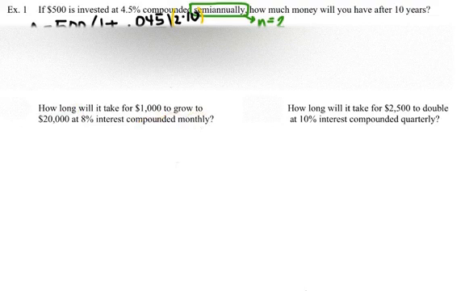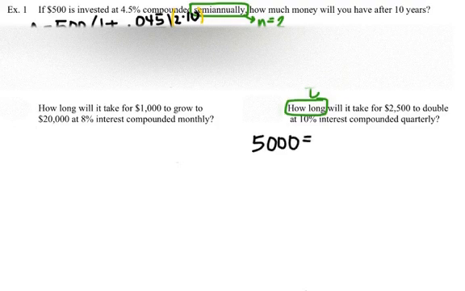Example 3, how long will it take for $2,500 to double at 10% interest compounded quarterly? So once again, we're solving for how long it will take for this investment to double. So that means we're solving for time again. If we're starting out with an investment of $2,500 and we want it to double, then that means we're ultimately interested in having a $5,000 investment in the end.